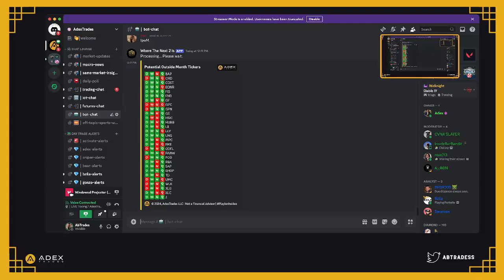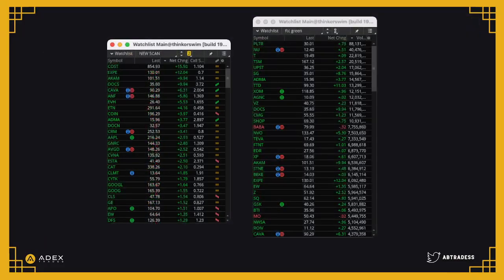So maybe it's important to pay attention to some of these because Costco, potential outside month, guys, with full time frame continuity. And what did we see on the scanner? What's also on there? Is Costco right up here? Yes, it is.